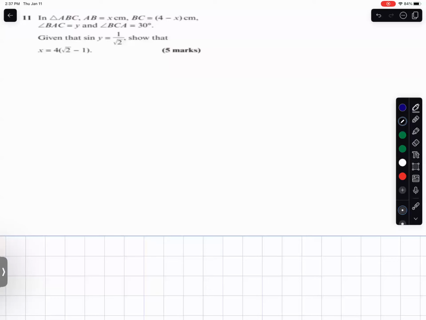A triangle ABC, AB is x cm, BC is 4 minus x cm, and angle BAC is Y, and angle BCA is 30 degrees. So we are given that sine Y is 1 divided by root 2. Show that x is equal to 4 root 2 minus 1. So the first thing we do, I'll have to sketch my triangle ABC.